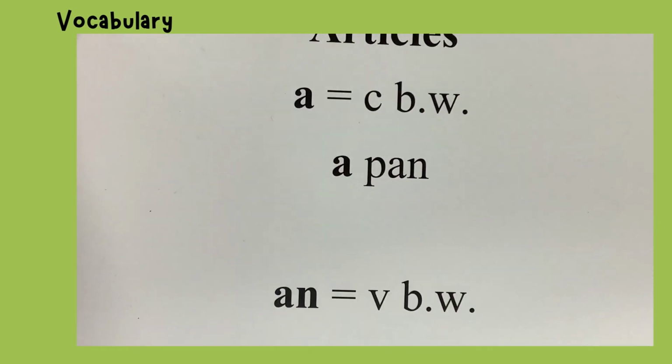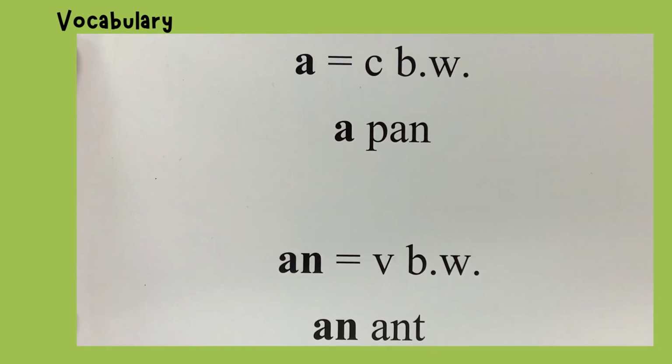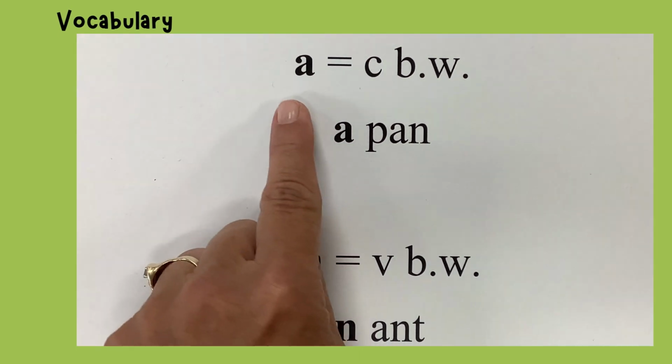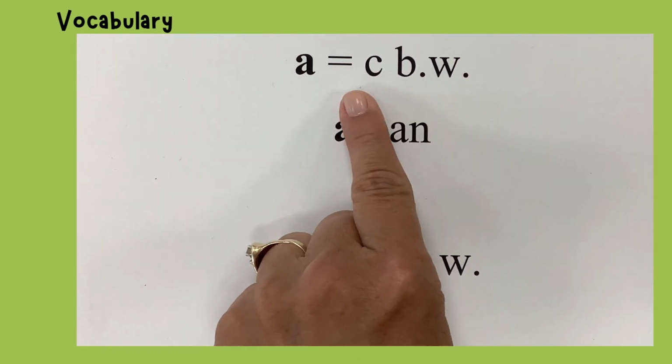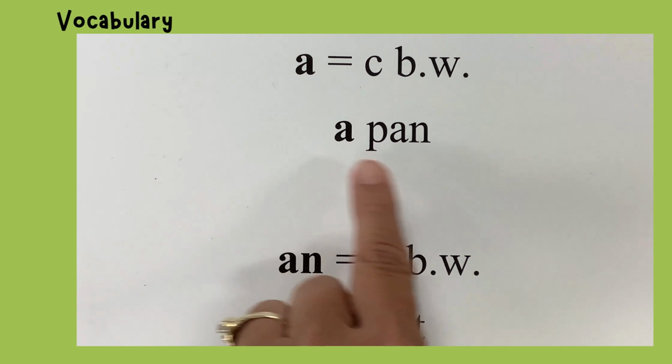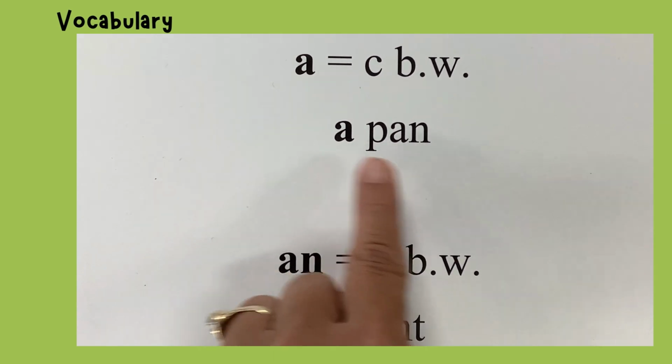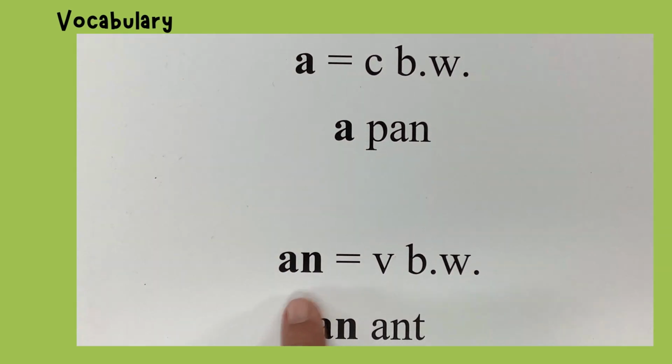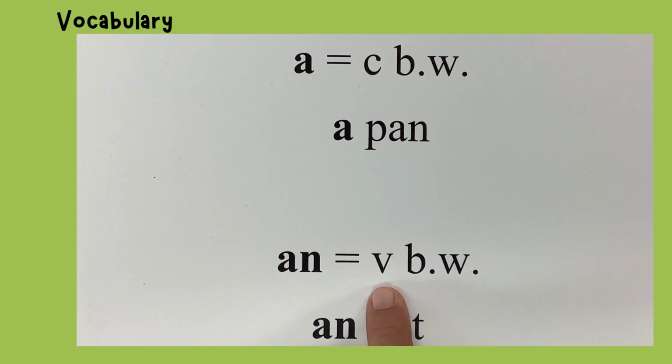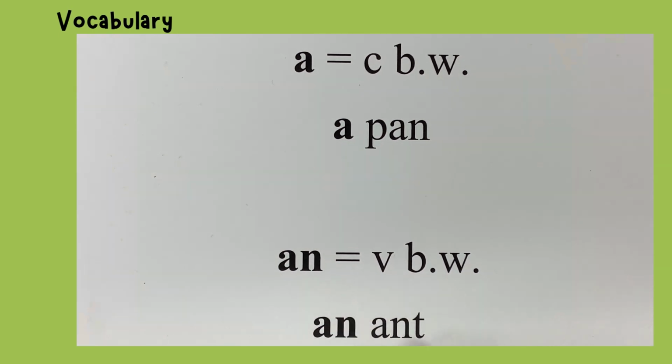Remember, articles a and an. We use a with a base word with a consonant sound, such as a pan. We use an with base words that have a vowel sound, such as an ant.